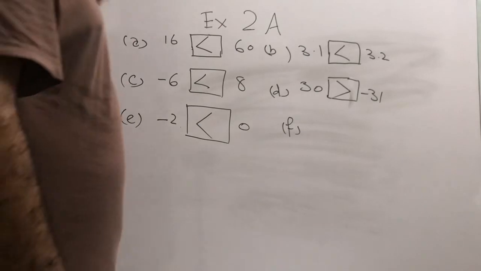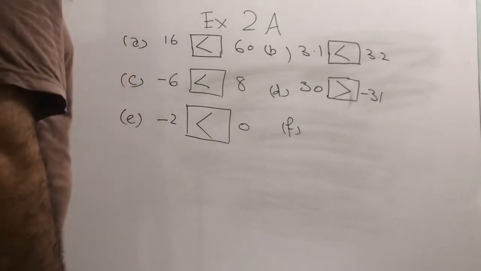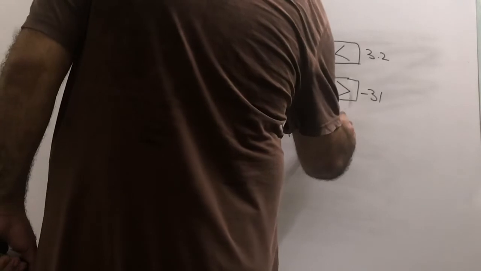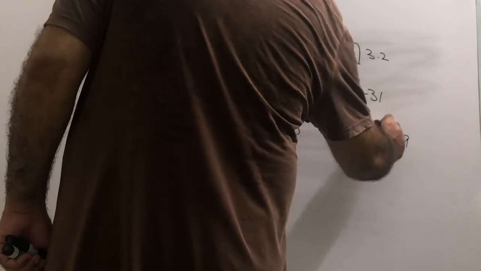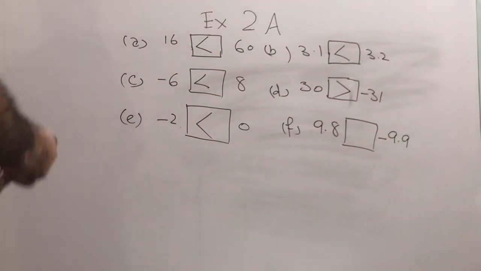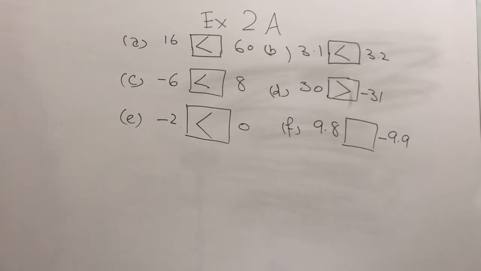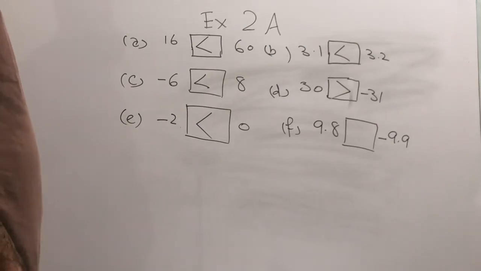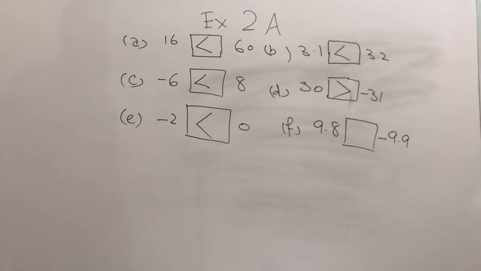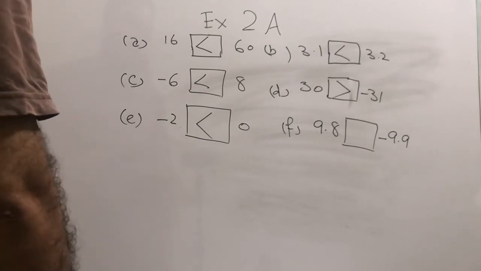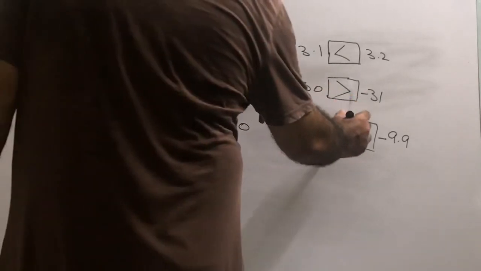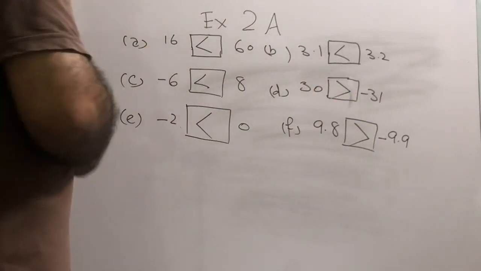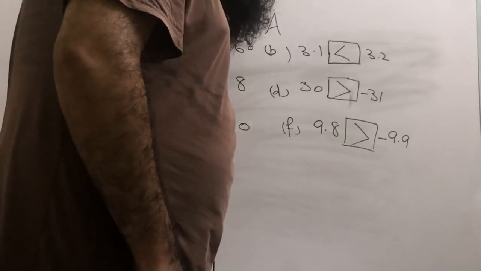Then part F is 9.8, and here we have minus 9.9. Same rule. Here we have two numbers. One number 9.8 is with a positive sign, whereas the other number 9.9 is with a negative sign. When we are comparing two numbers with different signs, the number which has a positive sign is always greater than the number which has a negative sign. So we will be putting this symbol, that 9.8 is greater than minus 9.9.